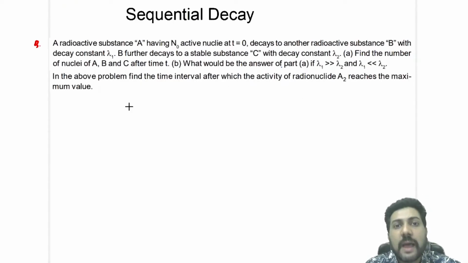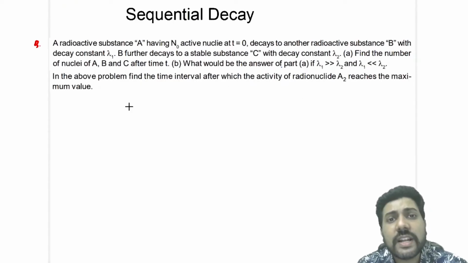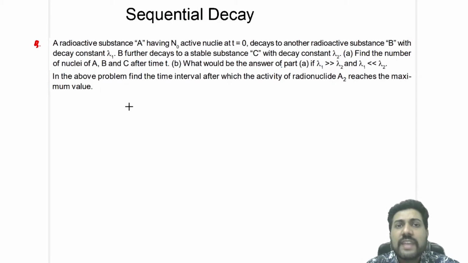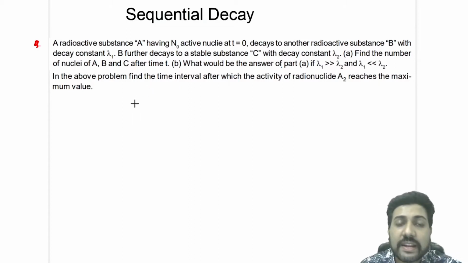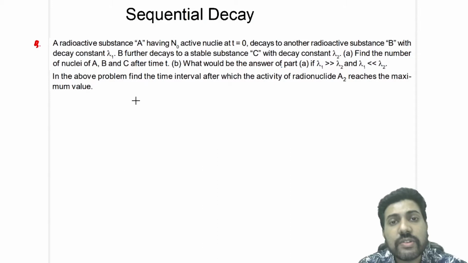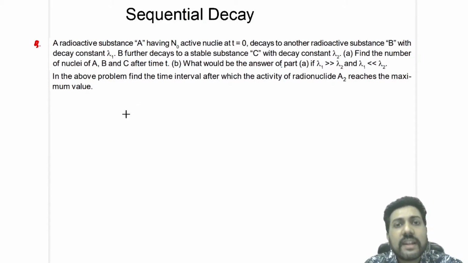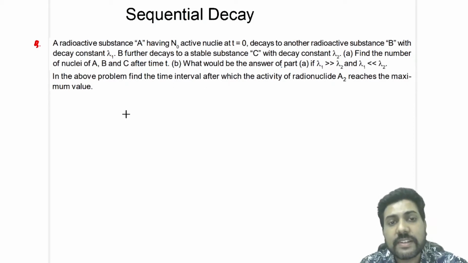Understood? Now we will discuss sequential decay. Suppose we have a nucleus A which is radioactive and it decays into a nucleus B. But this nucleus formed is also radioactive and it further decays into a new nucleus C. This type of reaction, where a radioactive nucleus decays into another radioactive nucleus and then it further decays, is called a sequential reaction.